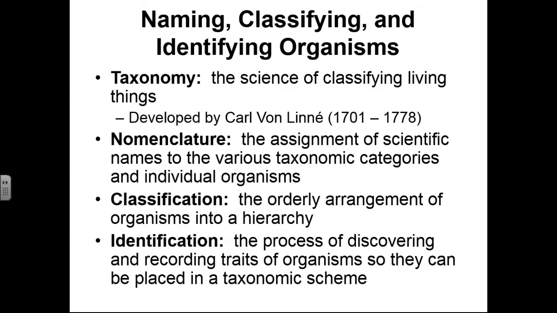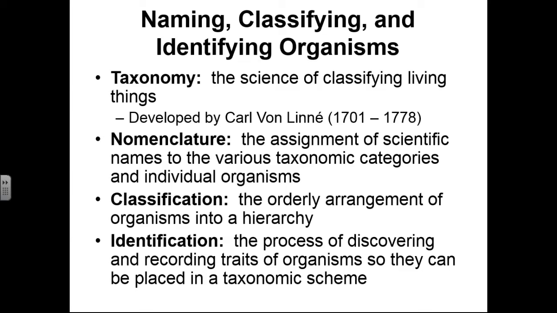Based off these characteristics of the cells and the organisms, the DNA, the ribosomes, particularly the rRNA, the RNA that makes up the ribosome, we can classify and categorize the organisms. Taxonomy is the science of classifying living things. It was developed by Carl von Linné, also known as Carl Linnaeus. He lived from 1701 to 1778.